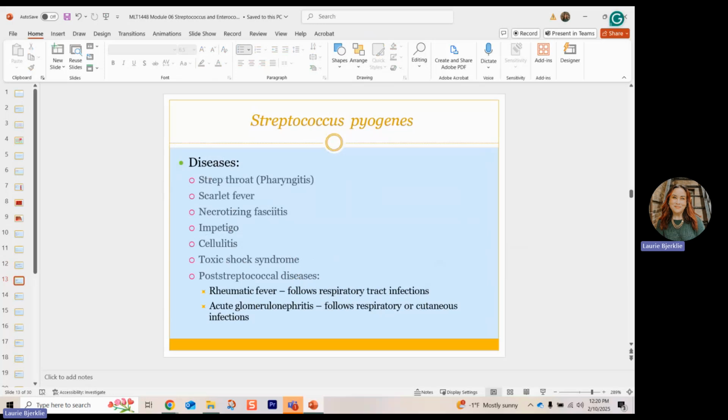Staph aureus is also one that can cause cellulitis. So it's not just strep pyogenes. There's a bunch that can cause cellulitis, but this is one. Toxic shock syndrome, as we mentioned.